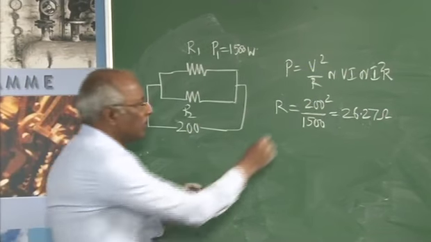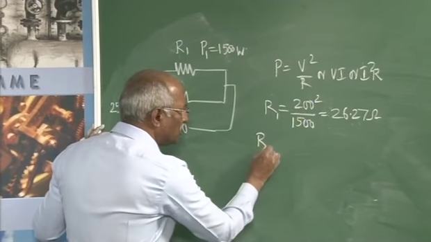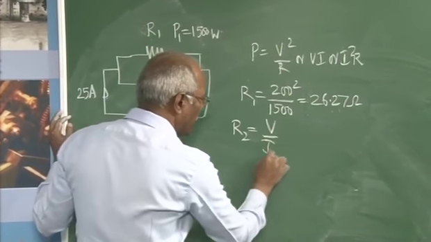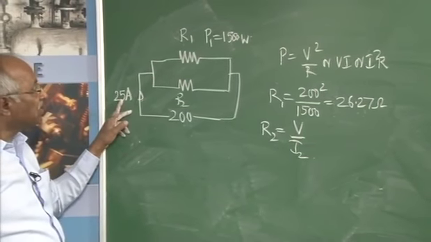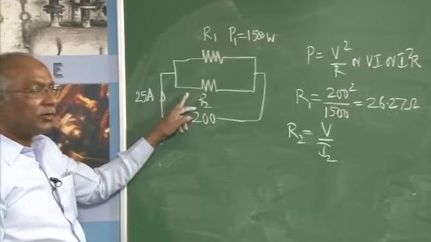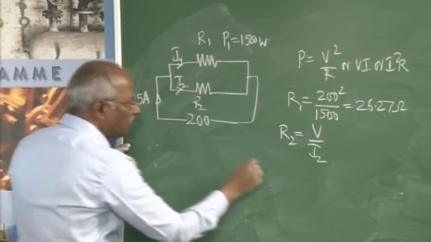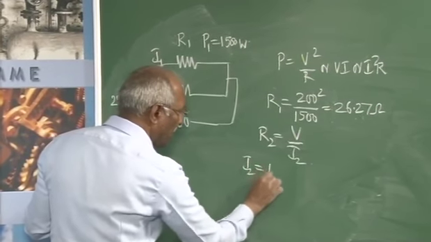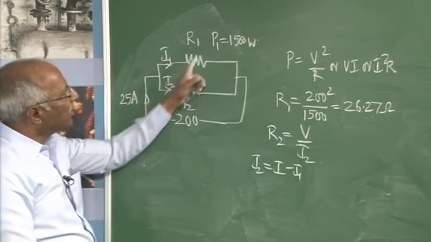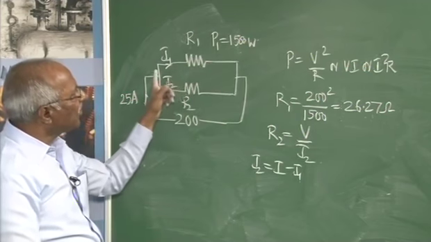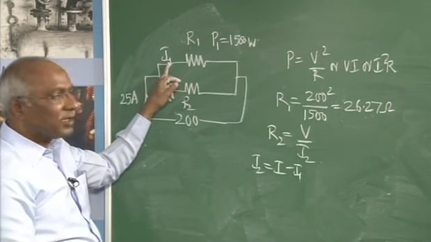Once I get this R1, how to find out R2? R2 is equal to V over I2. I know this 25 amperes, but I do not know what is I1 and I2. If I take this one as I1 and this is I2, I2 can be taken as equal to I minus I1. Is it possible to find out I1? Yes. We know the voltage across this R1, we know the resistance. So in that case, I1 is known.